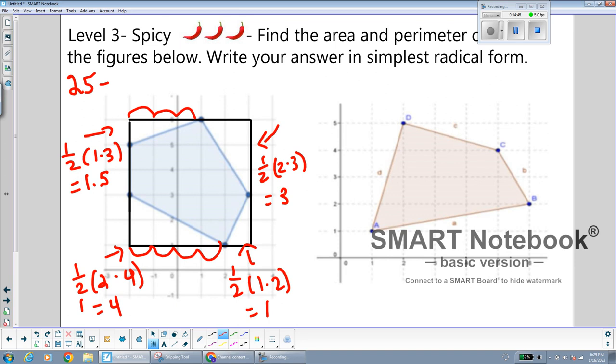So altogether, we have 3, 4, 8, 9.5. So the area of the shaded region is 25 minus 9.5. That is 15.5 units squared. I'm not going to do the perimeter on the video. You can pause the video and you can find the lengths of all the sides using the distance formula if you choose to. Perimeter is just distance formula, which we've done so many times.